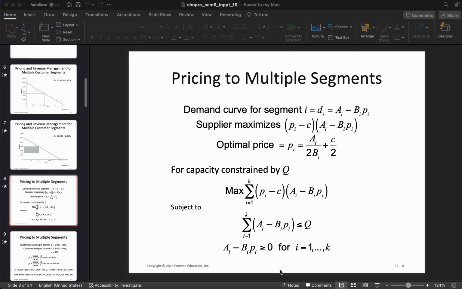In the previous video, I introduced you to the idea of variable pricing and how it can be used as a lever with revenue management to increase supply chain profits.